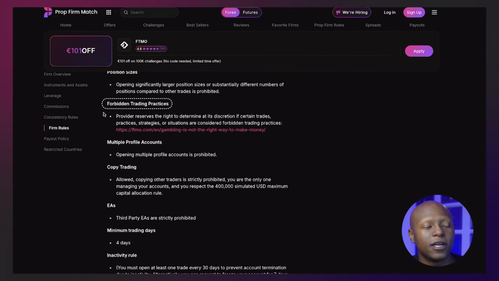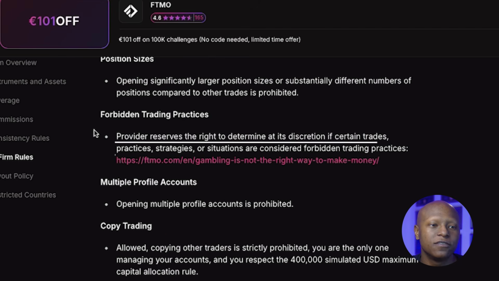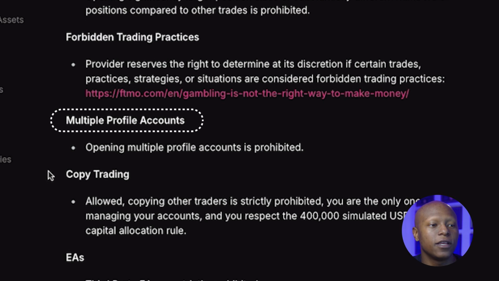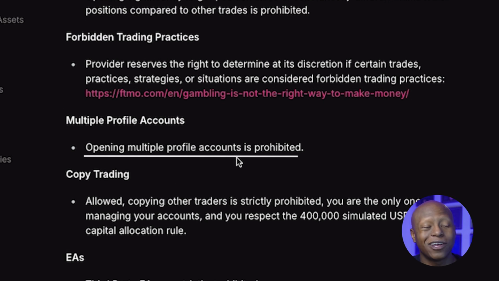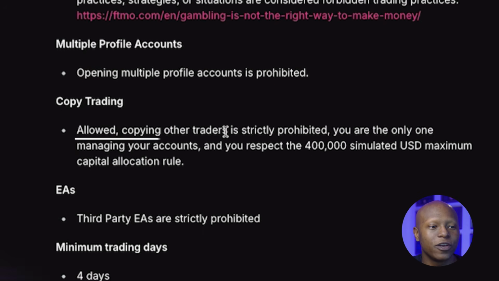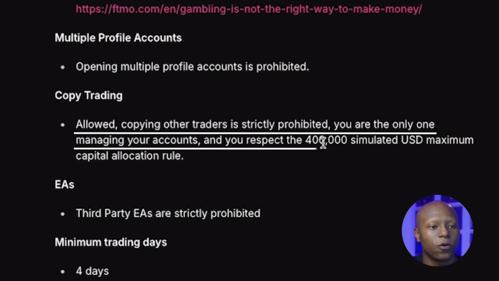The forbidden trading practices states that the provider reserves the right to determine at its discretion if certain trades, practices, strategies, or situations are considered forbidden trading practices. And you can see that here. For their multiple profile accounts, it says opening multiple profile accounts is prohibited. For copy trading, it is allowed. Copying other trades is specifically prohibited though. So you are only allowed to manage your accounts and you respect the 400K simulated USD maximum capital allocation.